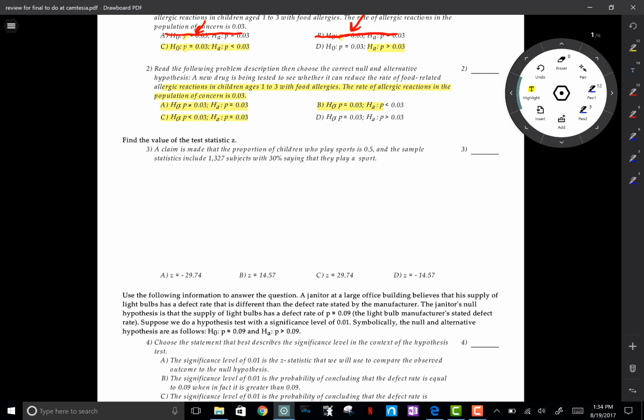If you look at the bold instruction all the way on top, it is asking you to find the Z value, or the test statistic. The key thing you want to notice here is that they're talking about proportion. Since they're talking about proportion, we want to use the formula for the Z that is for proportion. First thing you want to find is the standard error, where standard error is just the square root of P times 1 minus P, all divided by N.